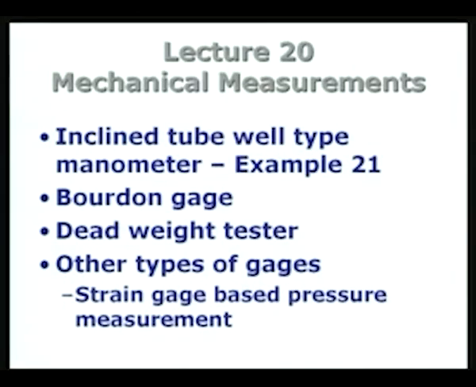To start with, we will look at the Bourdon gauge, and then we will also look at what is called a dead weight tester, which is used basically for calibrating pressure gauges or comparing different pressure gauges in order to ascertain whether the gauge is properly calibrated or not.